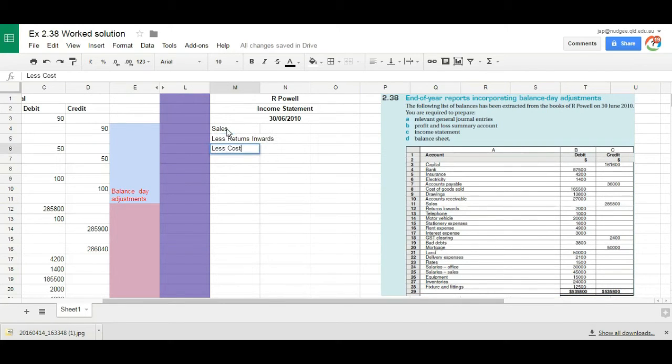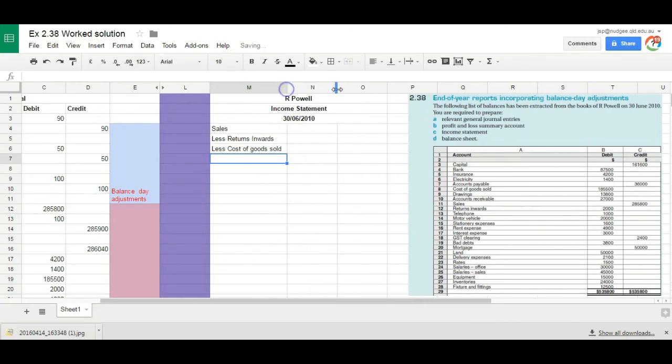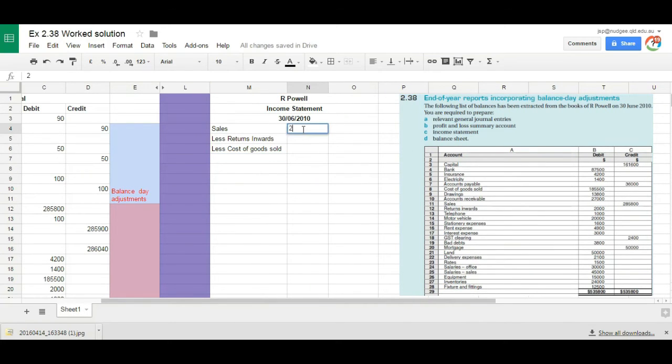Okay, so sales, less return inwards, less cost of goods sold. This is standard. So it's that number minus that number, and then in the second row we write our list of cost of goods sold. You've got to memorize this pattern, essentially. There's no way around it. I haven't memorized it. You'll have to.